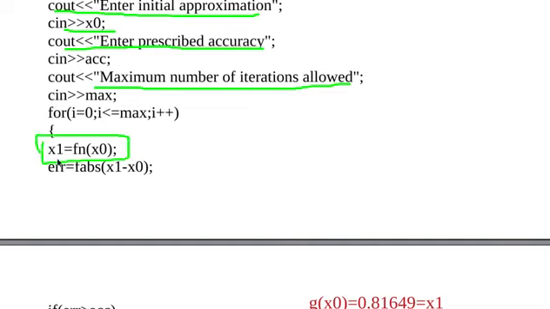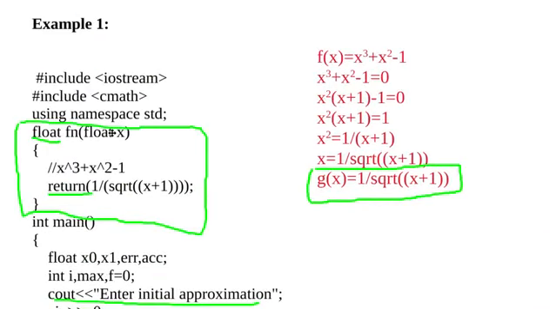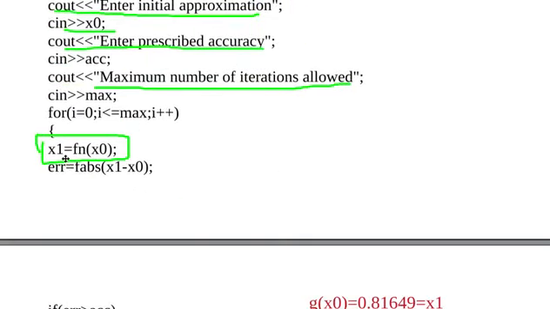So I'm finding here x1 and passing the initial approximation x0 the first time. So fn(x0), it will reach there for the first x value. It will evaluate the function 1 by square root of x plus 1 and return its result. So x1 will be equal to the result of f of x0.